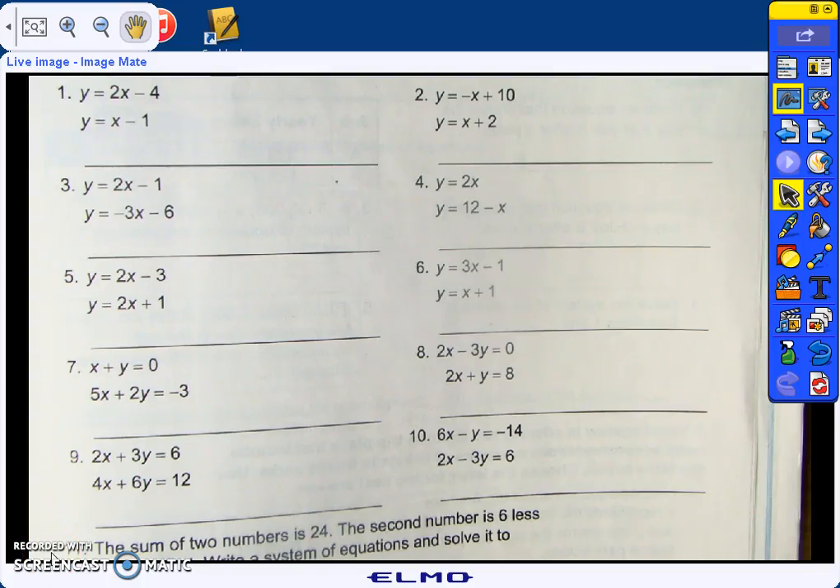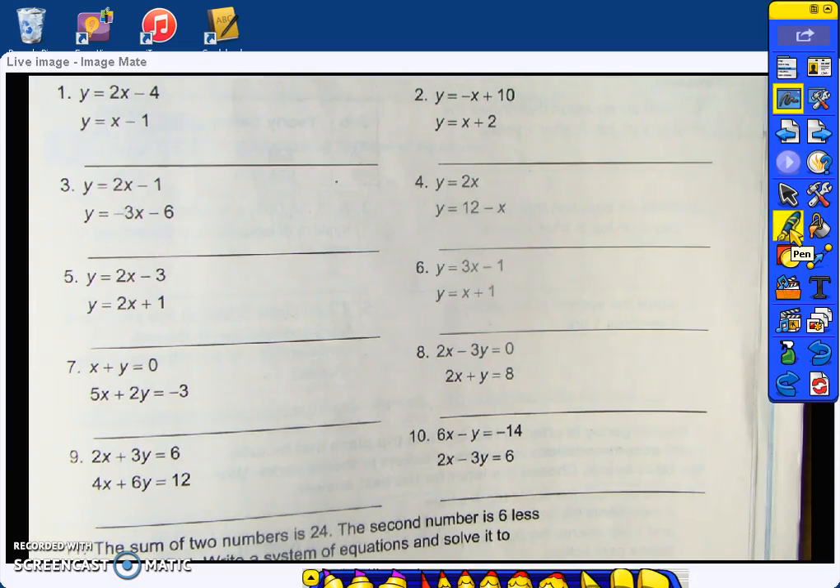Solving systems of equations using substitution. I'm on page 283 in the math book if you would like to turn there and work these out. The first thing that you do is you have to isolate a variable. It does not matter which variable you choose, but you have to isolate a variable in order to substitute it into the other equation. Now, for the first 6 of these problems, it's already done.